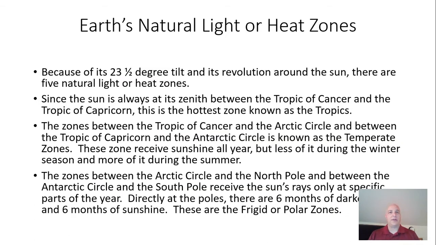Because of the way the Earth revolves around the sun, the incoming radiation received from the sun varies based on your latitude or your position on the Earth's surface. And because of this, we have what's known as Earth's natural light or heat zones. Because of its 23.5 degree tilt and its revolution around the sun, there are 5 natural light or heat zones. Since the sun is always traveling between the Tropic of Cancer at 23.5 degrees north latitude and the Tropic of Capricorn at 23.5 degrees south latitude, this area between 23.5 north and 23.5 south is known as the torrid zone or the tropics.